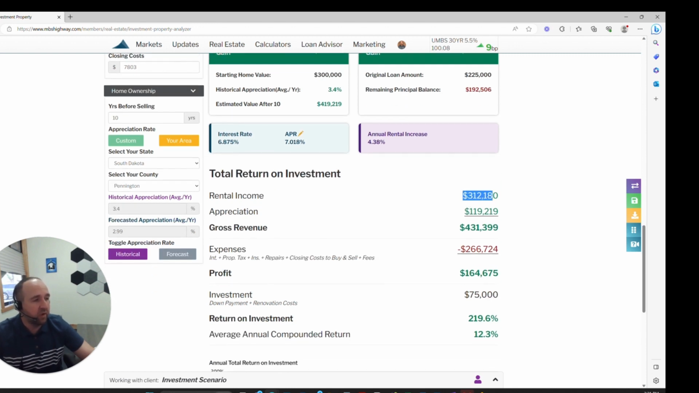Here we go. We've got the total of the rental income and the total of the appreciation, so our gross revenue figure is $431,399. Then we have all of our expenses: the interest, property taxes, insurance, repairs, and closing costs to buy and sell. All of those fees are totaled up here at $266,724. And so our profit is $164,675. We originally invested $75,000 into the property, and so our average annual compounded return is 12.3%.